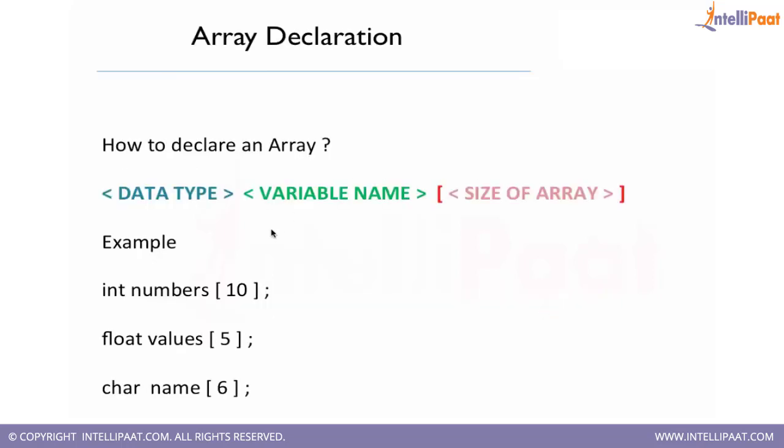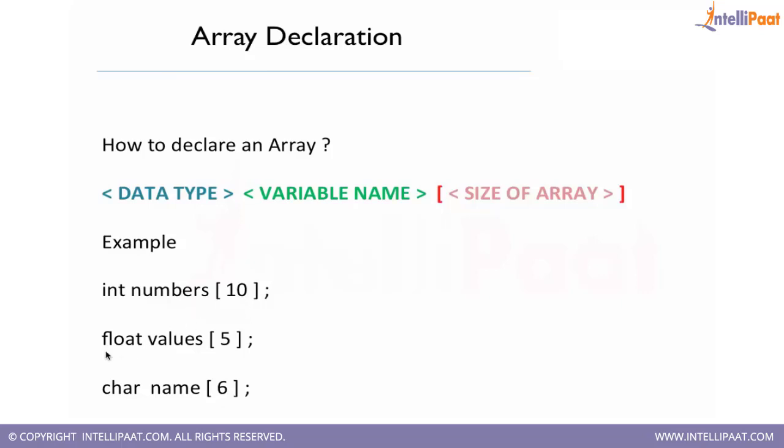So how to declare an array? An array can be declared in this manner. First you need to give the data type, what kind of data you want to store in the array, then the name of the array, open square bracket, size of the array, and close square bracket. For example, if you want to declare an integer array, you need to say int, then give the name of the array. Here the name of the array is numbers, and 10 is the size of the array.